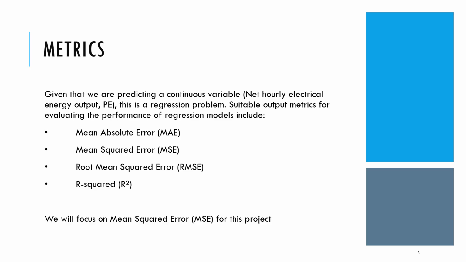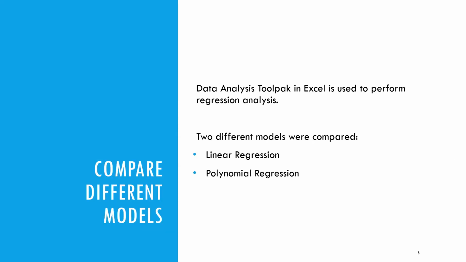Given that we are predicting a continuous variable, which is the net PE, this is a regression problem. Suitable output metrics for evaluating the performance of regression models include the mean absolute error, the mean squared error, the root mean squared error, and the R squared. For this exercise, we will focus on mean squared error.